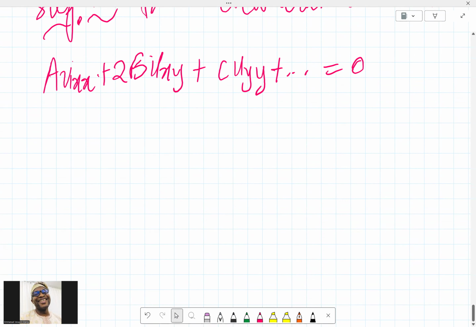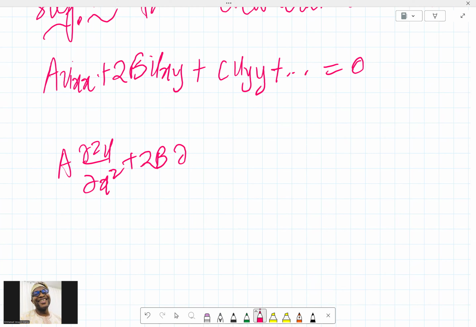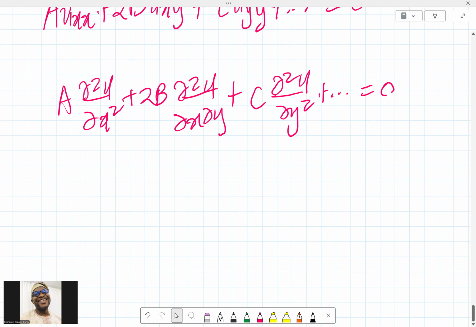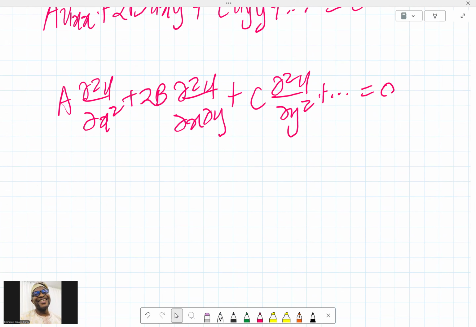So this is basically a partial squared u partial x squared plus 2b partial squared u partial x partial y. This is the cross derivative we talked about. Then c partial squared u partial y squared and whatever terms you have, and that is equal to 0. If you want to find the characteristic curves now, what do we do?